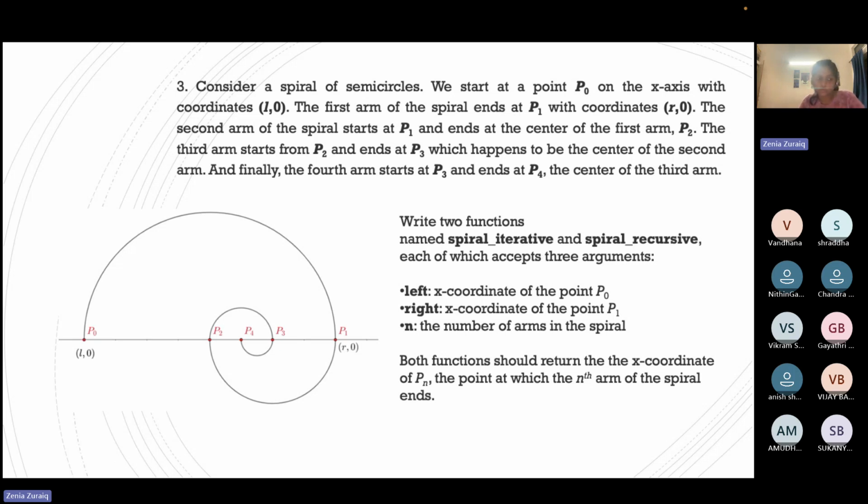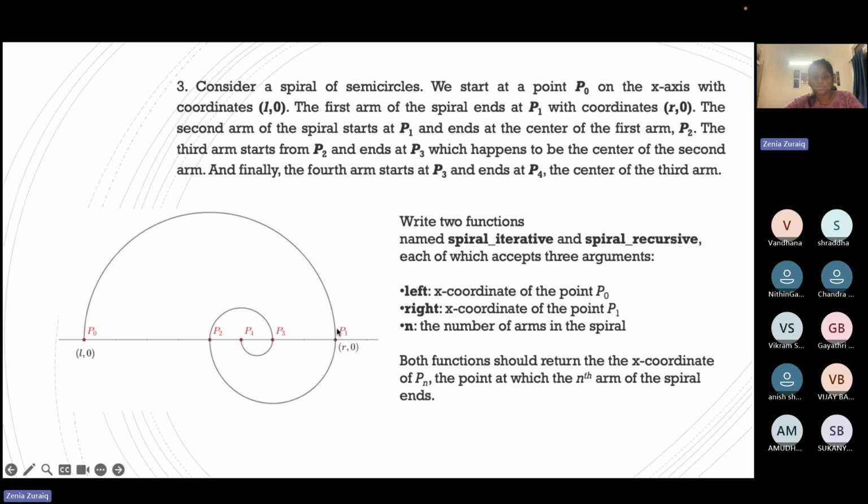Iteration just means your regular looping and stuff like that. Recursion means when you use a function to define itself, as you have already seen before. So let's try to look at the solution ourselves. Already I've told you, basically we have to keep dividing by 2. We have to keep taking the average, right? Because that gives you the next point.